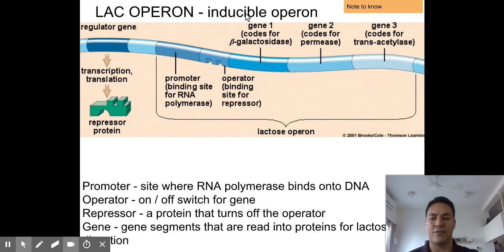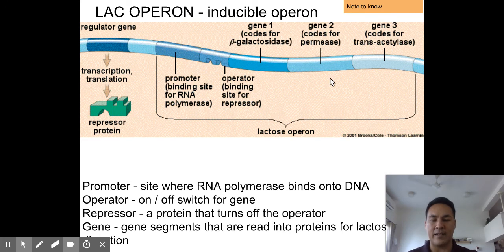The lac operon is an inducible operon. What does it mean to induce somebody to do something? Hopefully I induced you to watch this video and to practice biology. It means that we try and convince you to do something. So here we're going to turn on this operon.